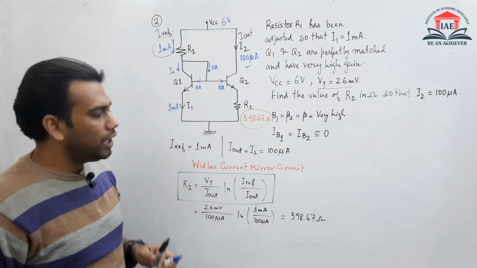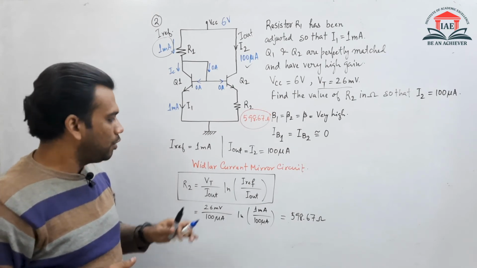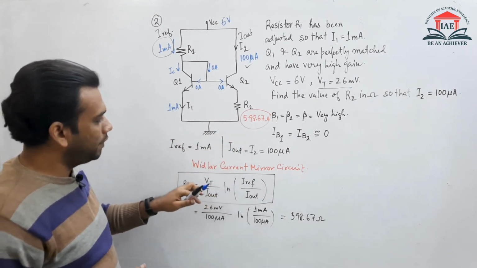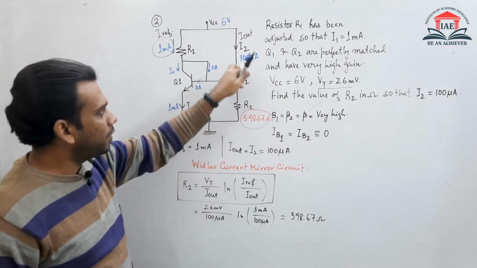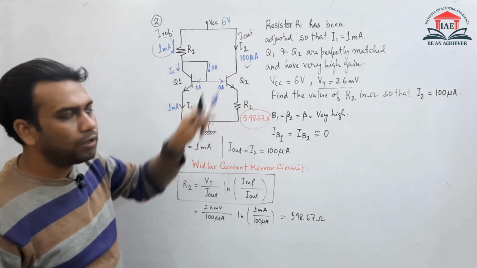So this is the value of R2 needed so that the I2 current is 100 microampere. So you can see using the theoretical analysis we can find the value of the R2 that will be needed for maintaining a particular value of I2.